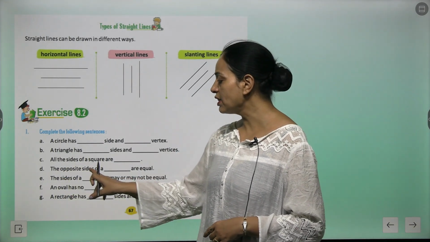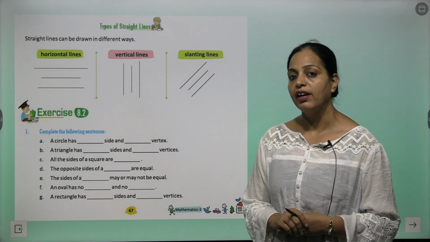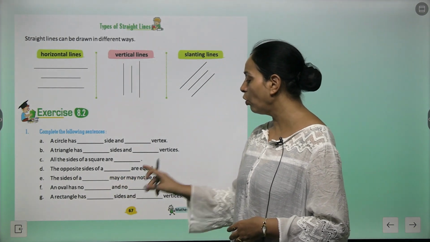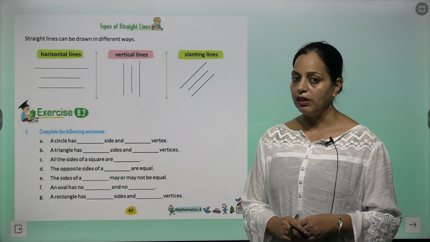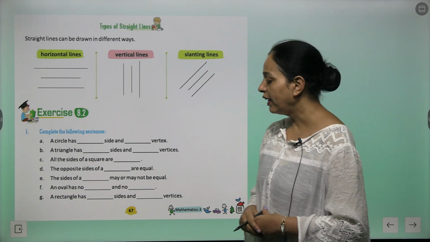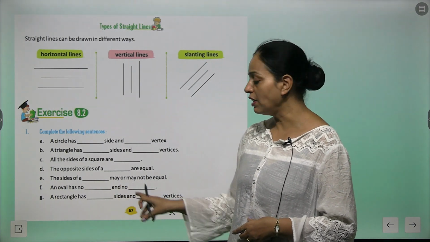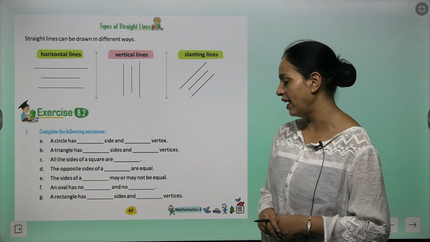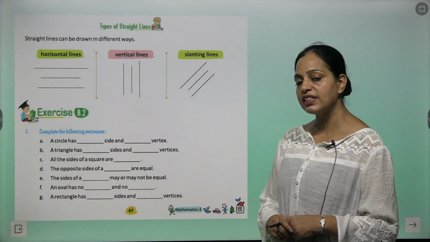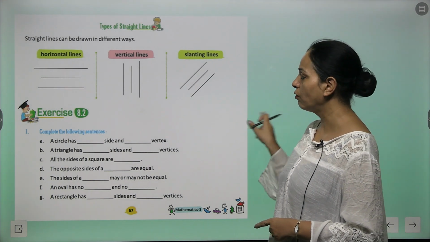D part, the opposite sides of a dash are equal. किसकी opposite sides equal होती हैं? Rectangle की. Okay. Now E part, the sides of a dash may or may not be equal. Triangle में sides equal भी हो सकती हैं और equal नहीं भी हो सकती. Then F part, an oval has no dash and no dash means no side, no vertex. And the last one, a rectangle has dash sides and dash vertices. You know very well, a rectangle has 4 sides and 4 vertices.